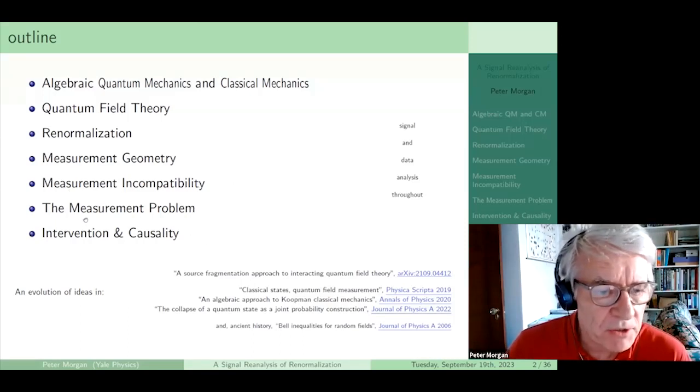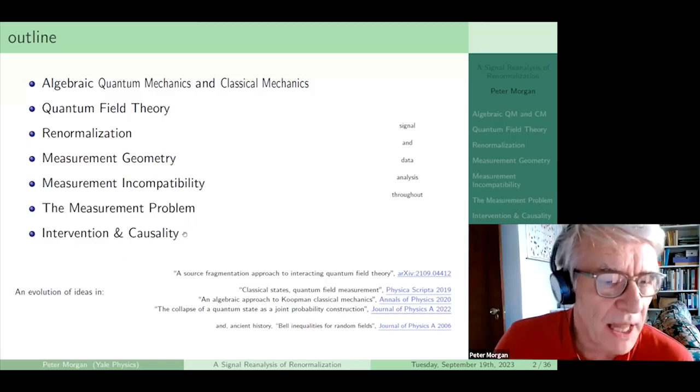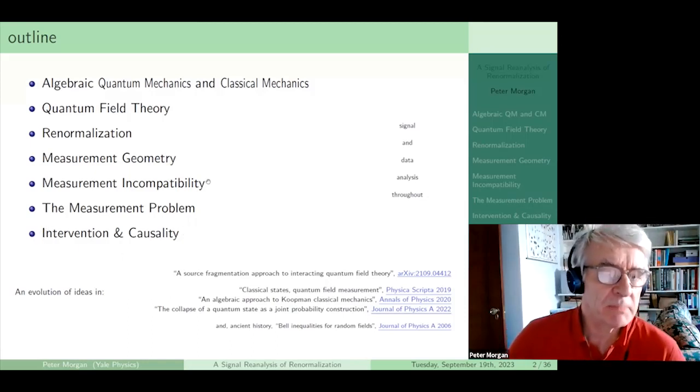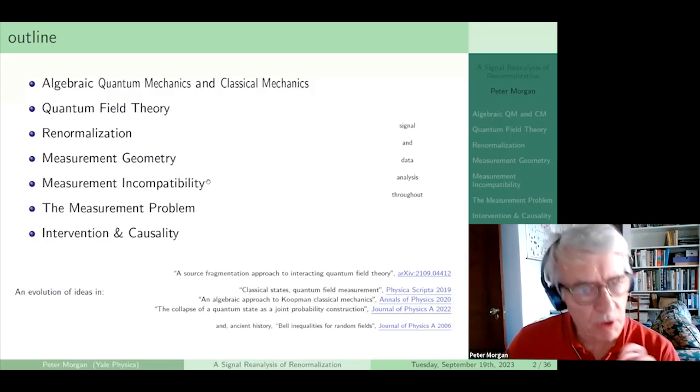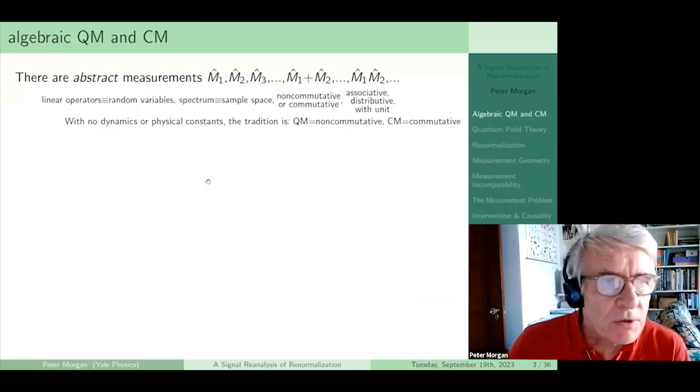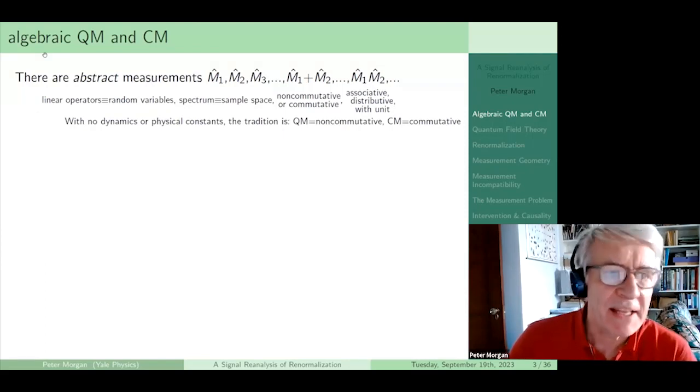And then finally, just a single slide about intervention and causality as a way to think about measurement incompatibility in a kind of classical way, but not quite. So, algebraic quantum mechanics and classical mechanics.